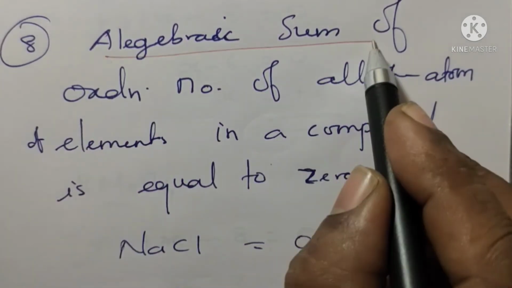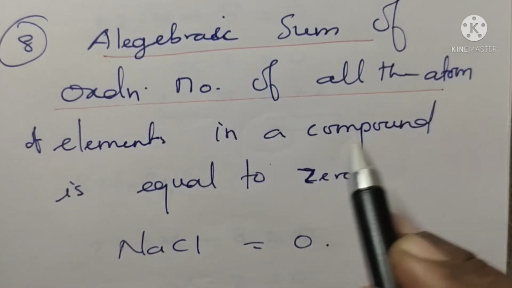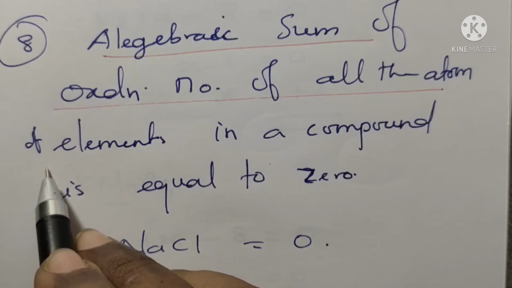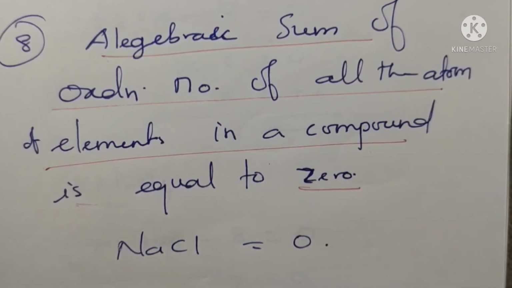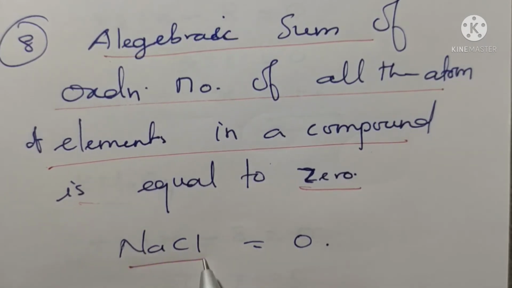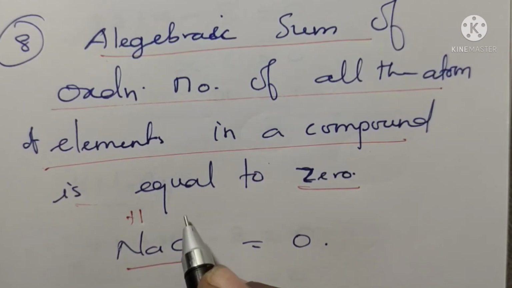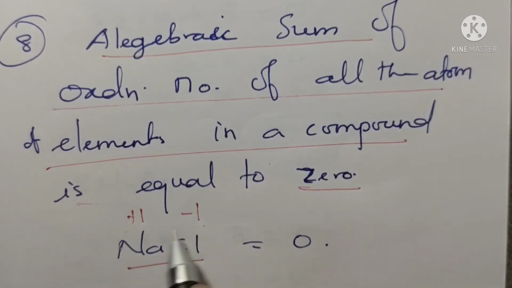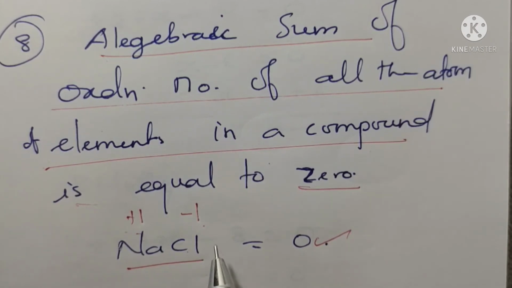The algebraic sum of oxidation numbers of all the atoms in a compound is equal to 0. We studied in the case of sodium chloride, the oxidation state of sodium is +1 and the oxidation state of chlorine is -1. What about the algebraic sum? It becomes 0. So in all compounds, the sum of oxidation states of all the elements is equal to 0.